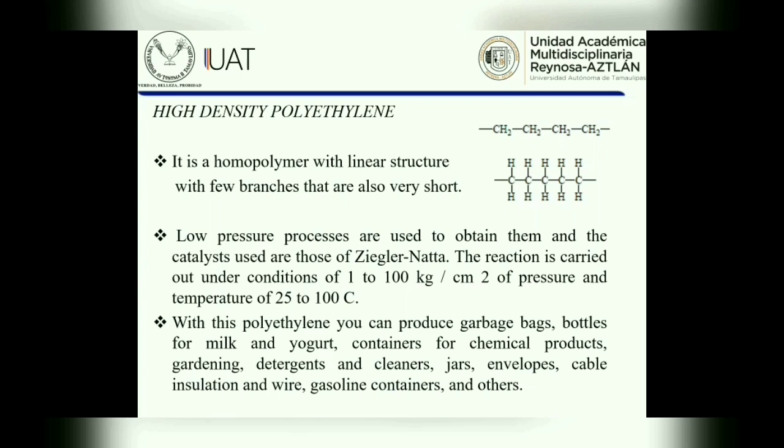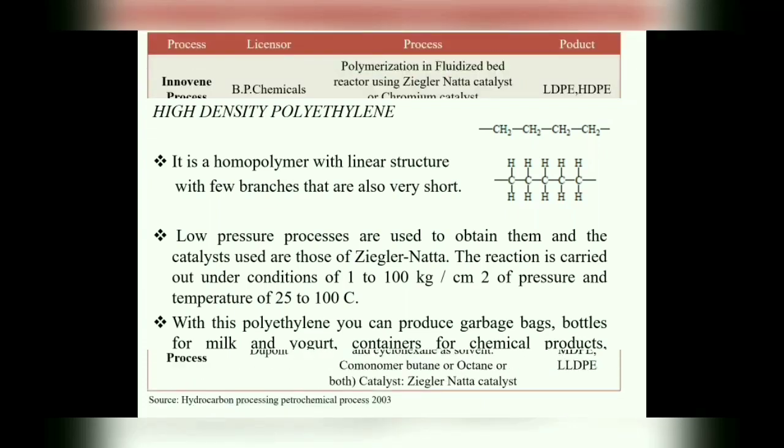High-density polyethylene is a homopolymer with a linear structure with few branches that are also very short. Low-pressure processes are used to obtain it, and the catalysts used are those of Ziegler-Natta. The reaction is carried out at a pressure of 1 to 100 kilograms per square centimeter, and the temperature is between 25 and 100 degrees. With this polyethylene, you can produce garbage bags, bottles for milk and yogurt, containers for chemical products, gardening, detergents and cleaners, jars, envelopes, cable insulation and wire, gasoline containers, and others.